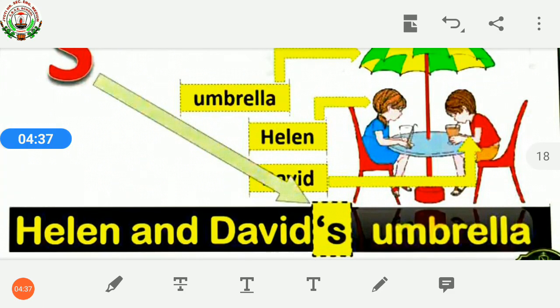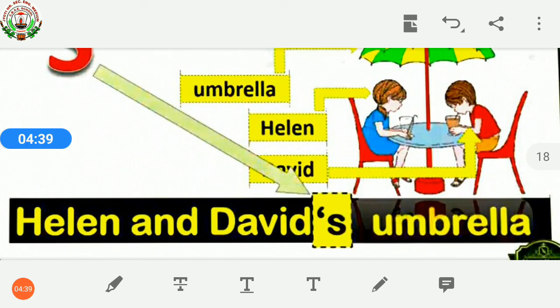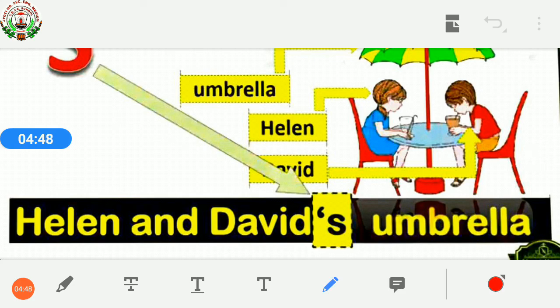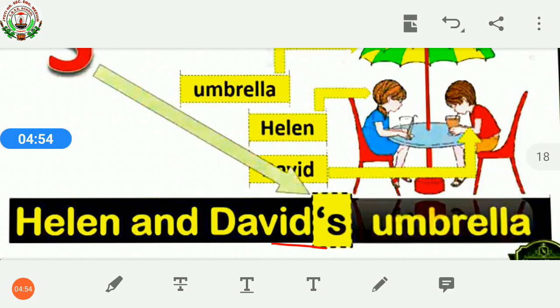So children, if in a sentence more than one noun is there, we will always use apostrophe S with the last noun. See here in this sentence, Helen and David, two nouns are given. So we will always use apostrophe S with the last noun, that is David here. So we will use apostrophe S after David, which indicates that the umbrella belongs to both Helen and David.